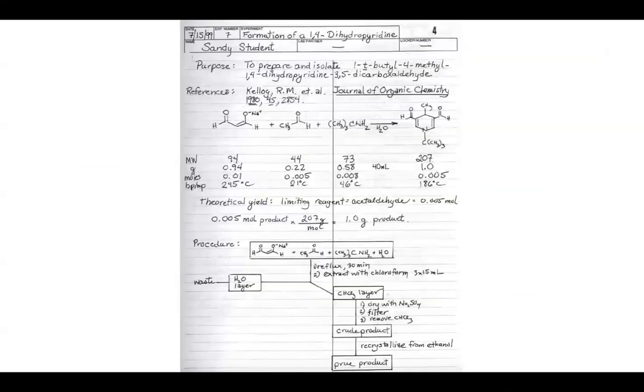So here's an example of a pre-lab from Sandy, the student. Notice we have the date, we have their name, we have the title of the experiment, and we have the purpose of the experiment, to prepare and isolate this compound. So that means we're synthesizing and then purifying. We have the reaction scheme, and we have a reagent table immediately underneath.